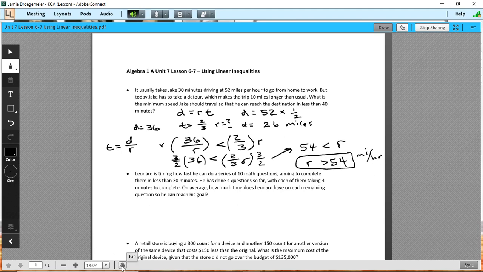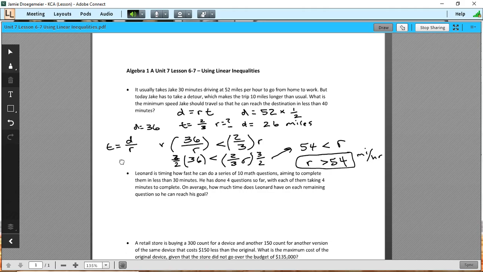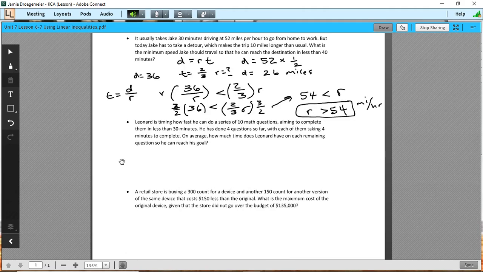All right, let's take a look at our second example here. It says Leonard is timing how fast he can do a series of 10 math questions. He's aiming to do them in less than 30 minutes. He's already done 4 questions, with each of them taking 4 minutes to complete. So on average, how much time does Leonard have on each remaining question so he can reach his goal?